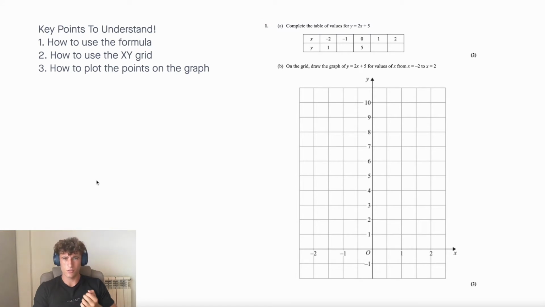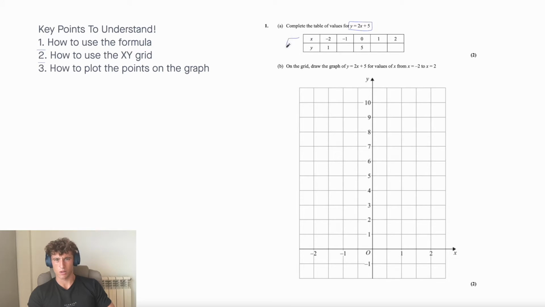Point 1, how do we use the formula? So here we have the formula. Complete the table for the values y is equal to 2x plus 5. So this is the formula, and that means this will not change. It's going to be the same for every single value you plug in. And to make sense of this, we need to use point 1 and 2 together. So how do we use the xy grid?